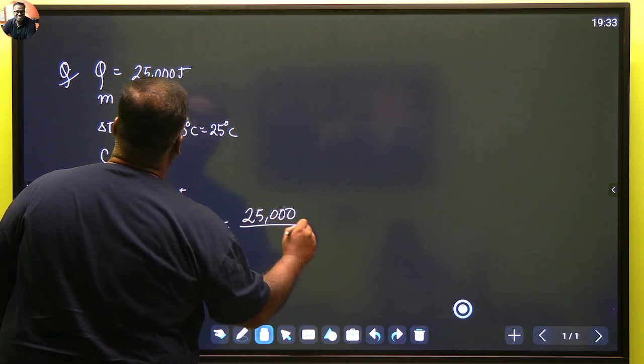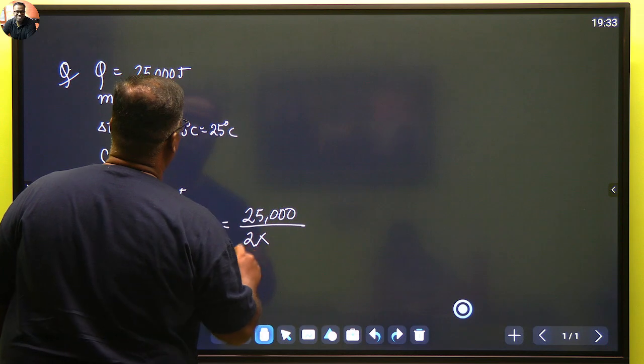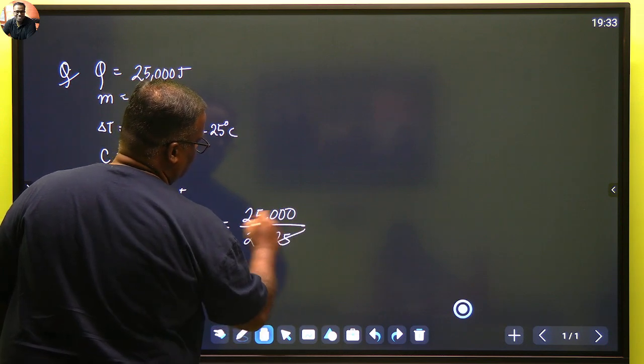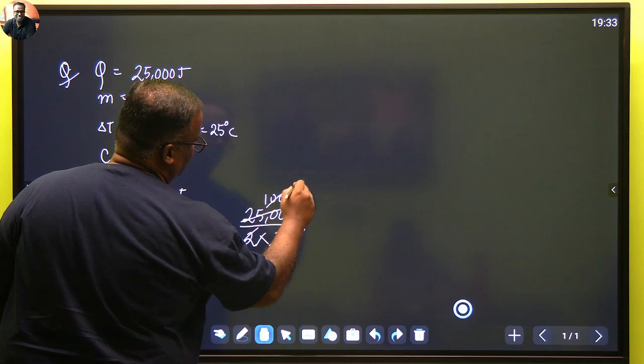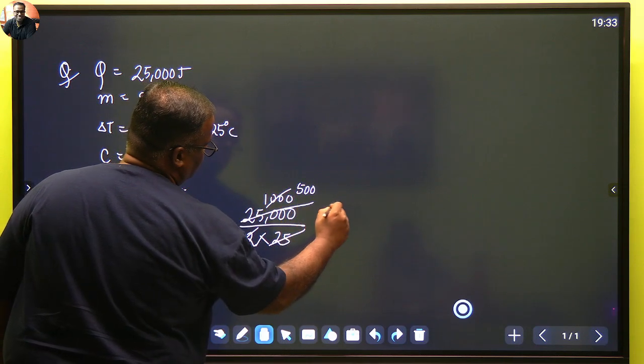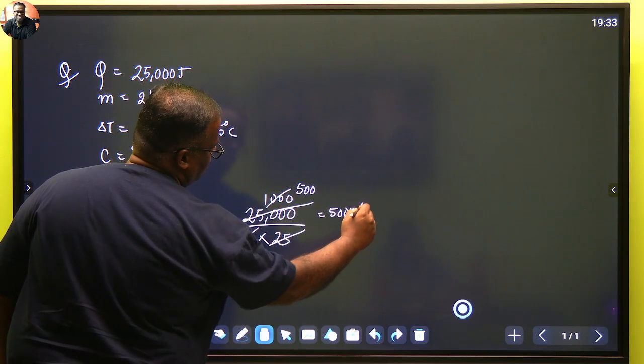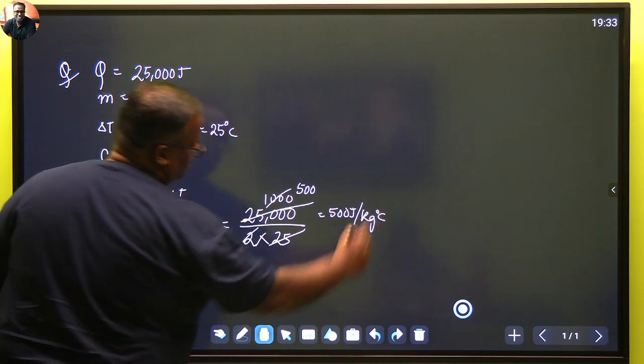25,000. What is the value of M? 2. What is the value of 25? So 25 straight away takes 25 as 1,000, and 2 takes off 1,000 as 500. So it's 500 joules per kg degree Celsius.